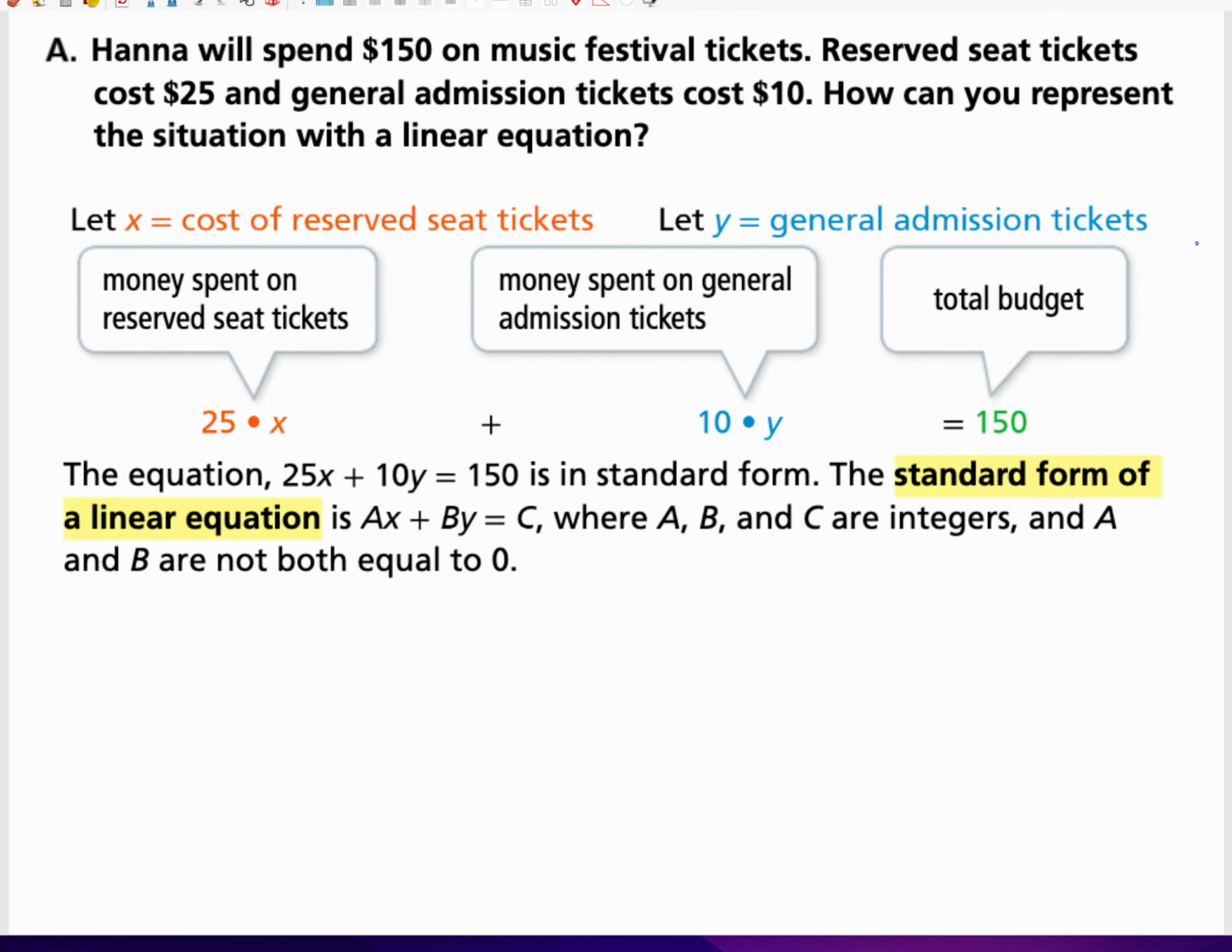It's on here. Okay. Hannah will spend $150 on music festival tickets. Reserved seats cost $25, and general admission tickets cost $10. How can you represent the situation with a linear equation? So let x equal the cost of the reserved seats, and let y equal general admission tickets.